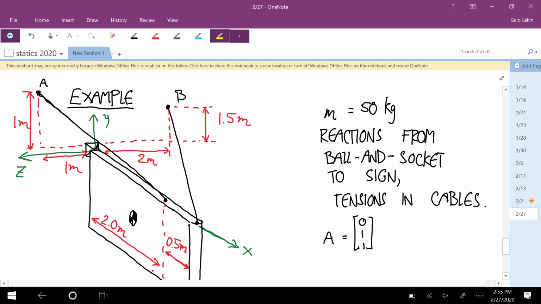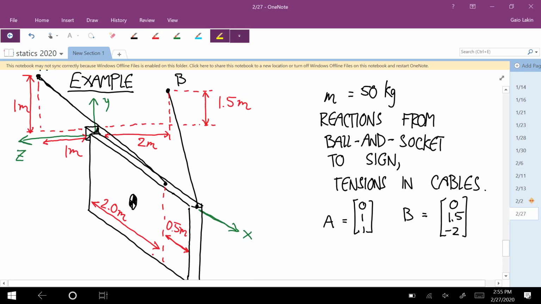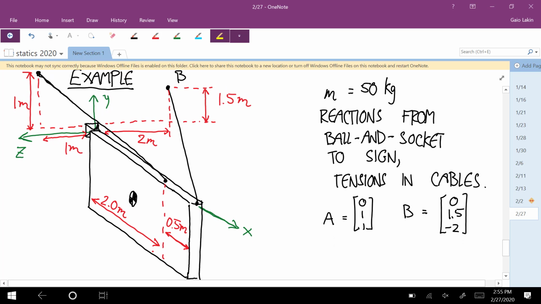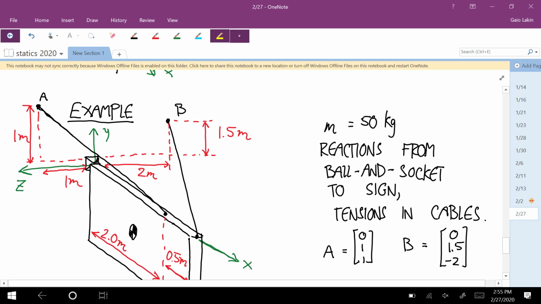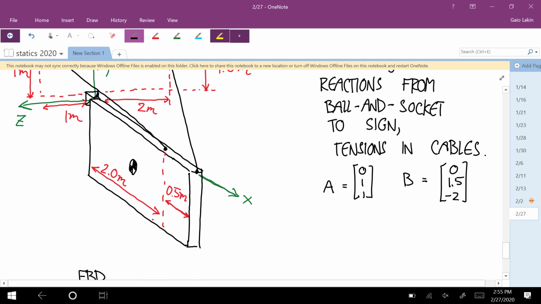The point B, x is 0 again. We have to go in the positive y direction 1.5, and then in the negative z direction 2. So B is 0, 1.5, negative 2. Then the center of mass, well, let's label all these points. We've got A, B, let's call this C, D, and then the center of mass, E.